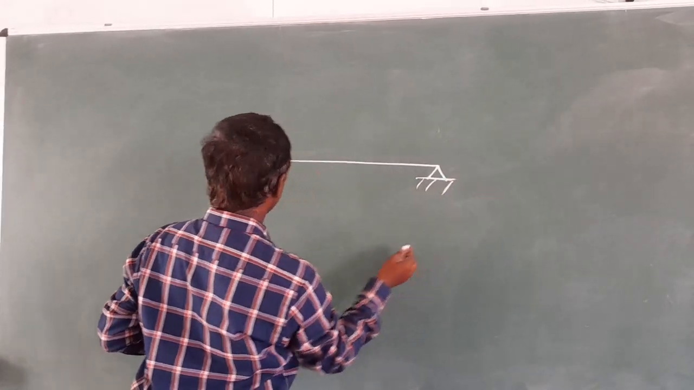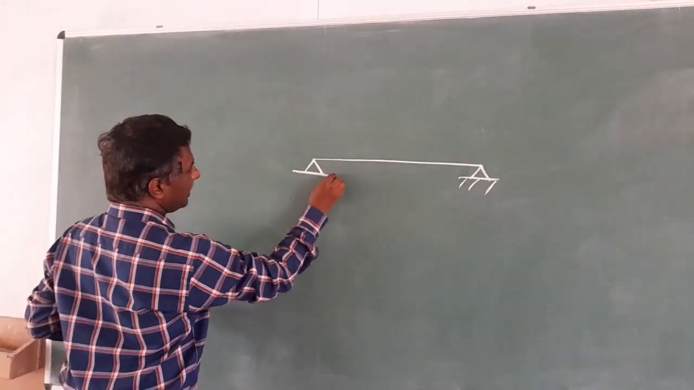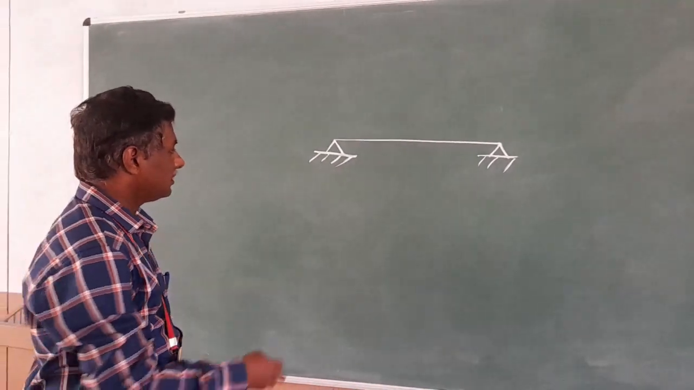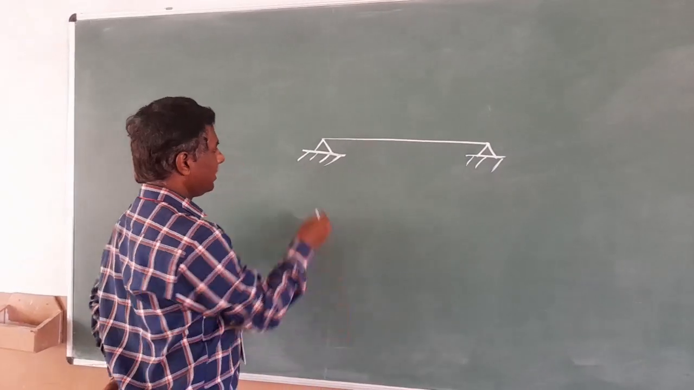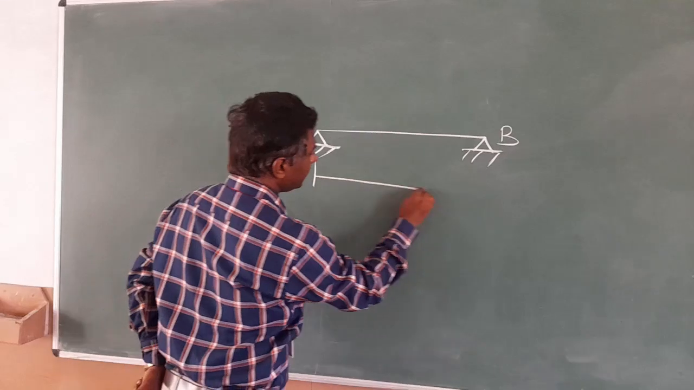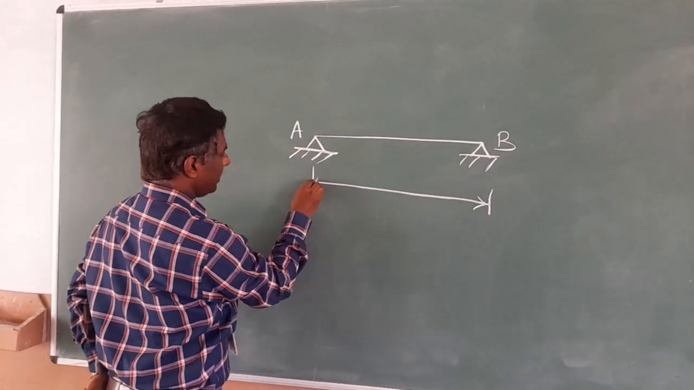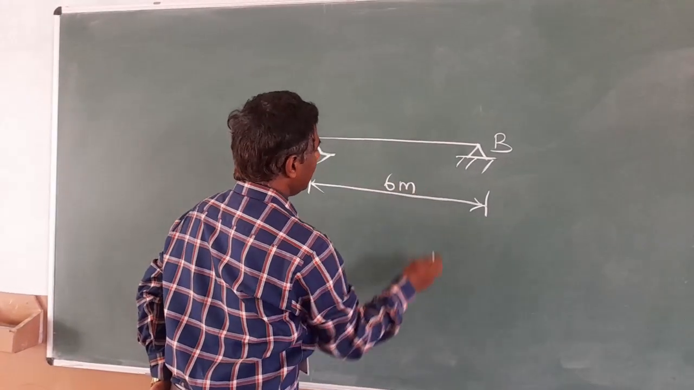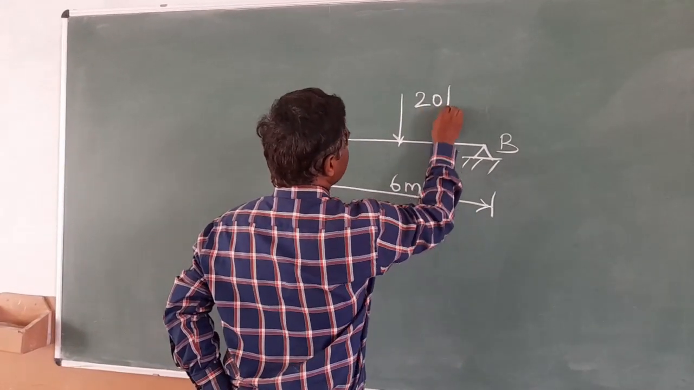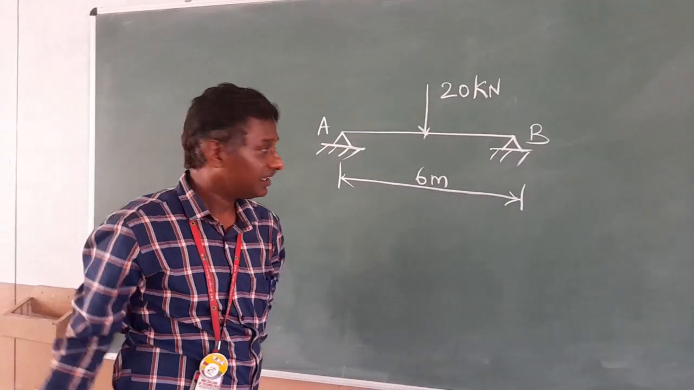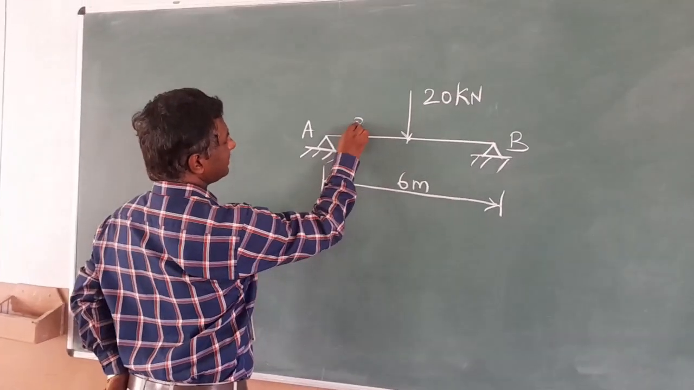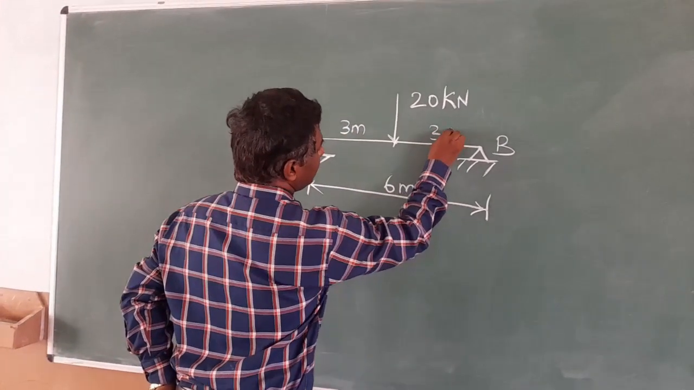If you have a simply supported beam having two different supports at the two extreme ends, let's have A and B, and the span of the simply supported beam is 6 meters. A point load is acting exactly at the center point, with a magnitude of 20 kilonewton. Let's take this as 3 meters and this as 3 meters.